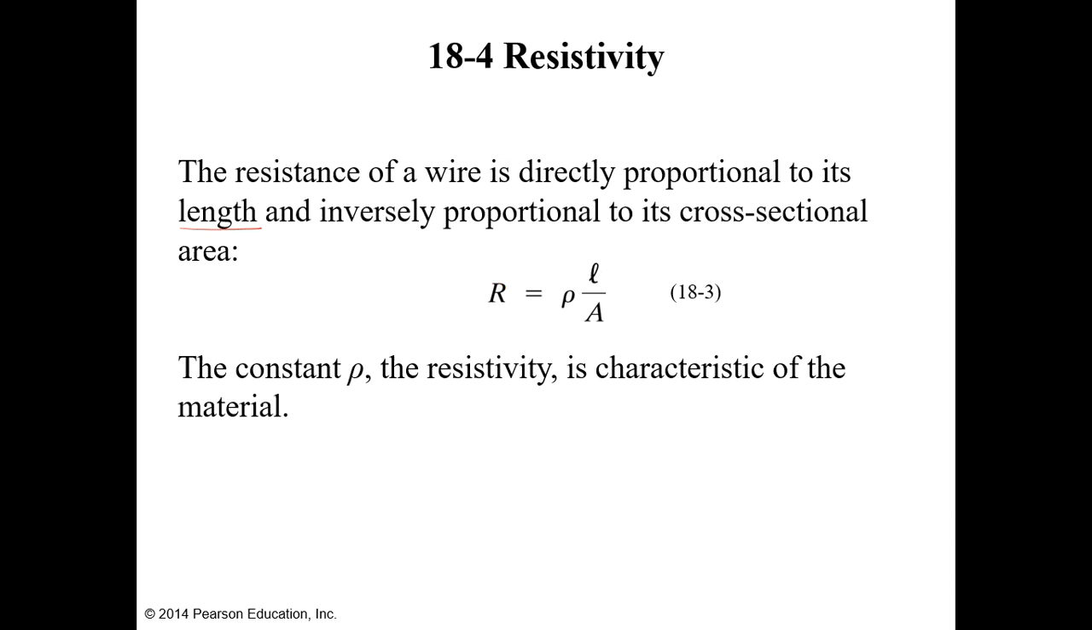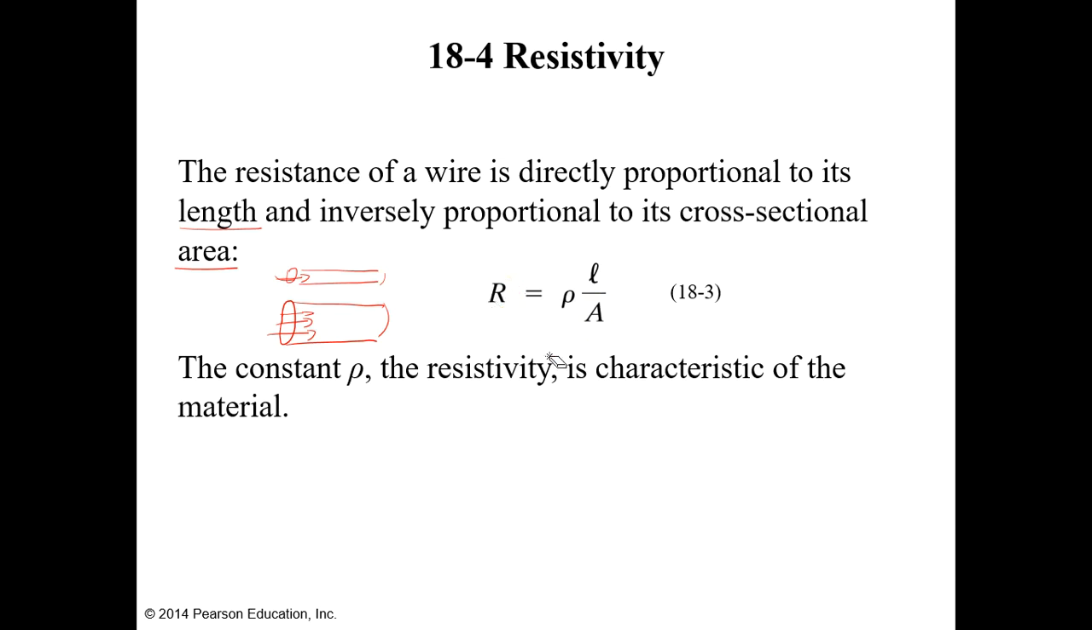However, the resistance is inversely proportional to the cross-sectional area. Think of it this way. If you have a small wire versus a very thick wire, there's more room for charges to flow in the thicker wire, whereas there isn't as much room in the narrower wire. So since you can have more charges flowing through a thicker wire, it doesn't impede the current as much. So the resistance is inversely proportional to the area.